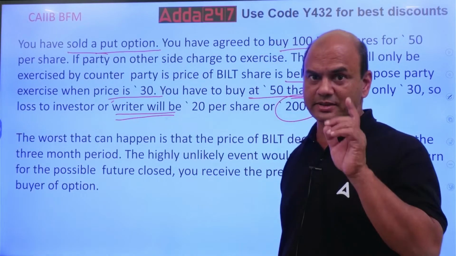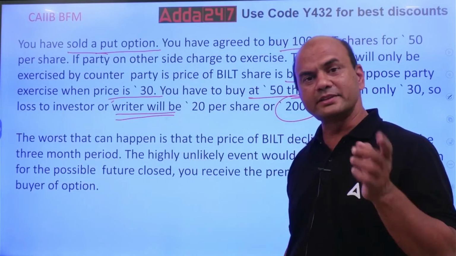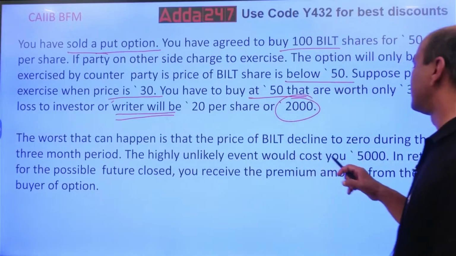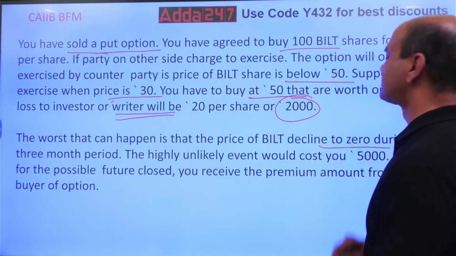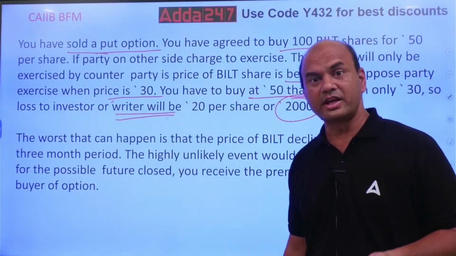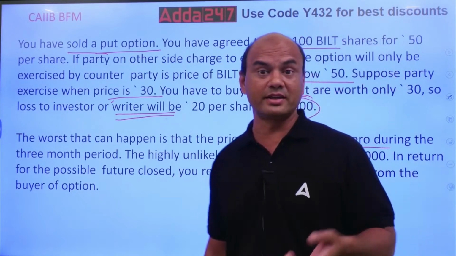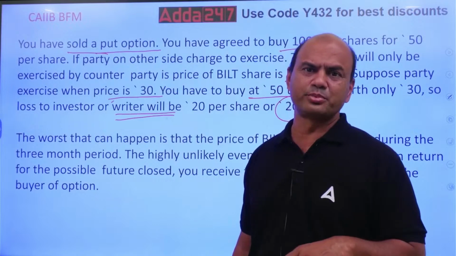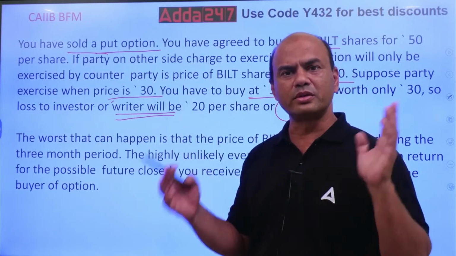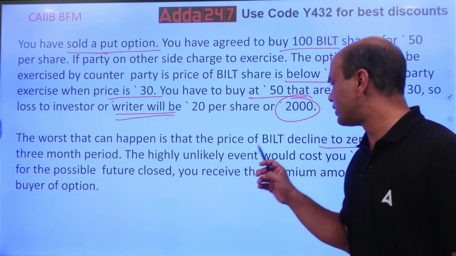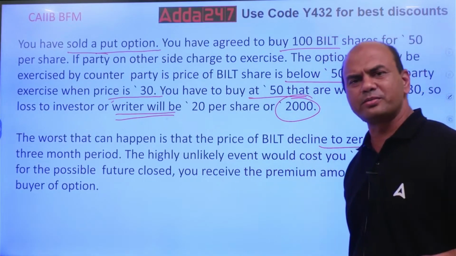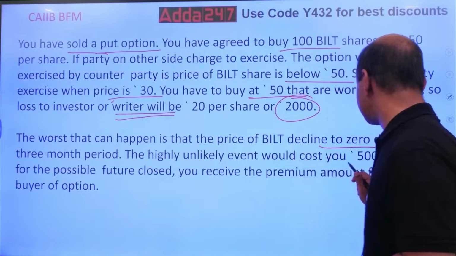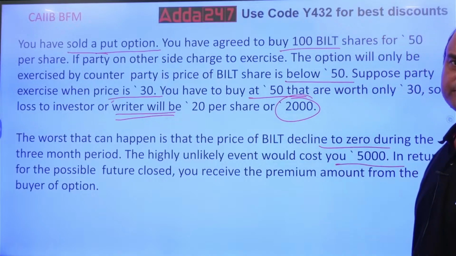So understand the concept of buying the put and selling the put. The worst that can happen is that the price of the company will decline to 0. It can happen. Kingfisher Airlines, Vijay Mallya, you saw it. Down to 0. If somebody had sold this put at that time, huge loss. If it goes to 0, it is a complete loss for me. 50 rupees into 100, 5000 will be the loss in this case. Complete loss, right?